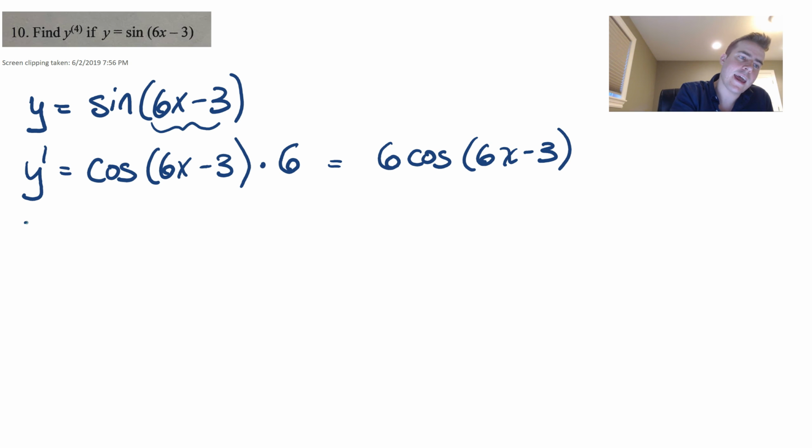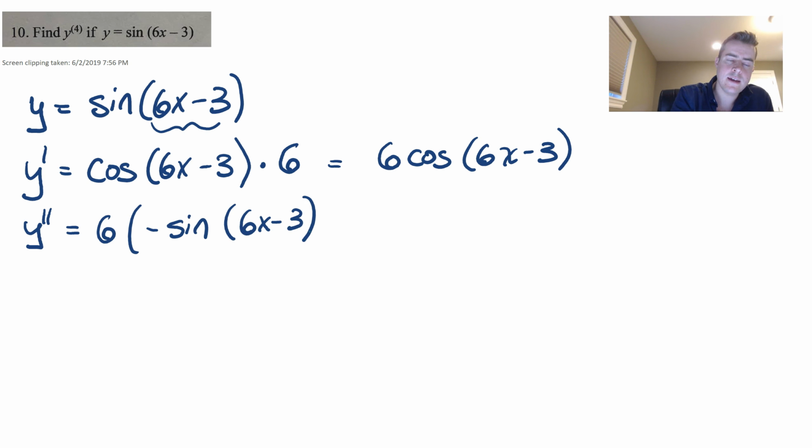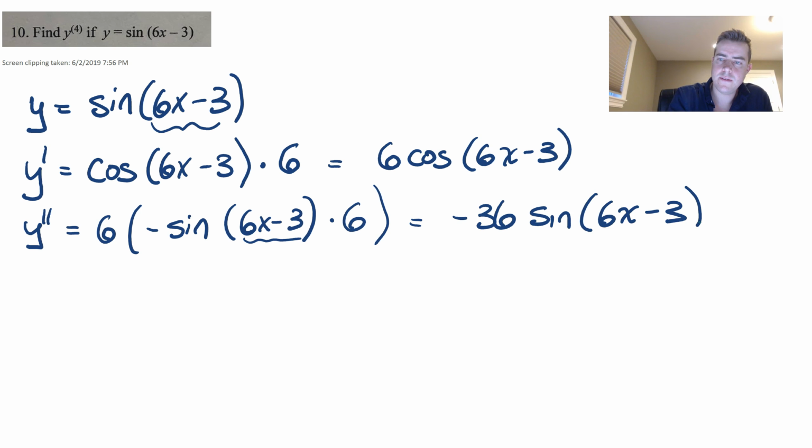Then we have to do this again. So second derivative. Again, we take the derivative of this, so we can leave the 6 here. Derivative of cosine is going to be negative sine. So this would be negative sine 6x minus 3 times the derivative of that inside again, which is always going to be 6. And so this simply comes out to be negative 36 sine of 6x minus 3.